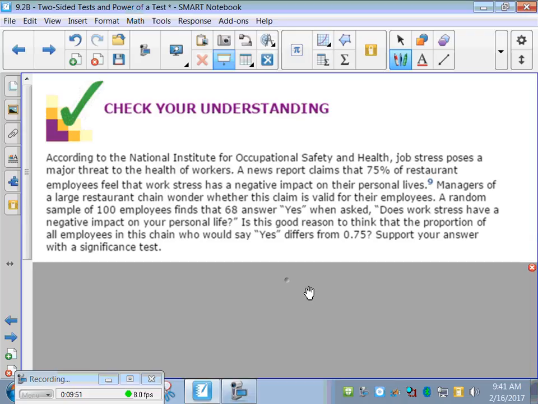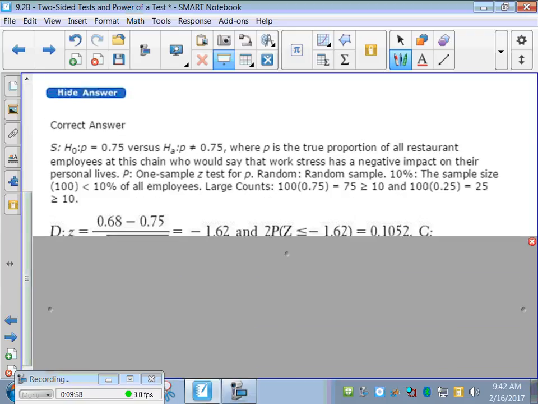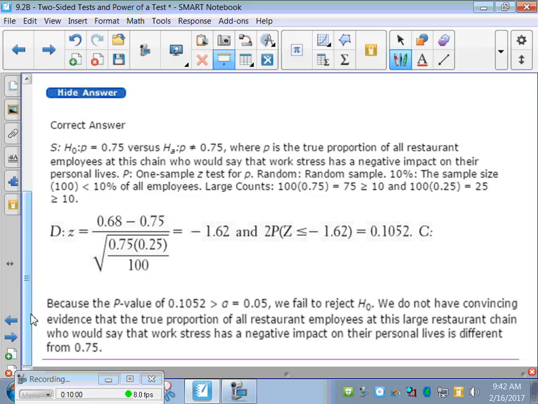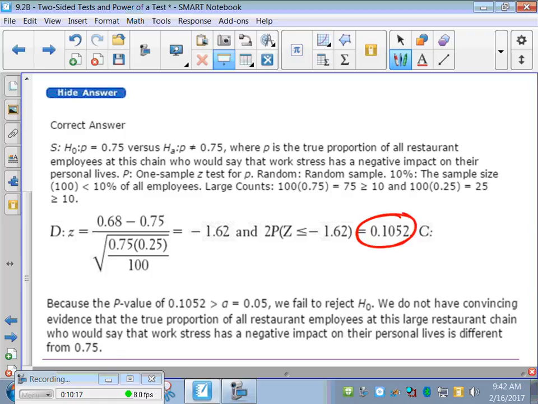What do you guys think? Reject or fail to reject? Fail to reject. Okay. Of course, we would go through the whole thing, right? Random, large counts, all that. You guys have gotten hopefully pretty good at that. By the way, your calculator already doubled it for you. So smart, right? So if you use your calculator, that p-value is already 2 times the probability of that, okay? So they did it for you. Wasn't that nice of them?